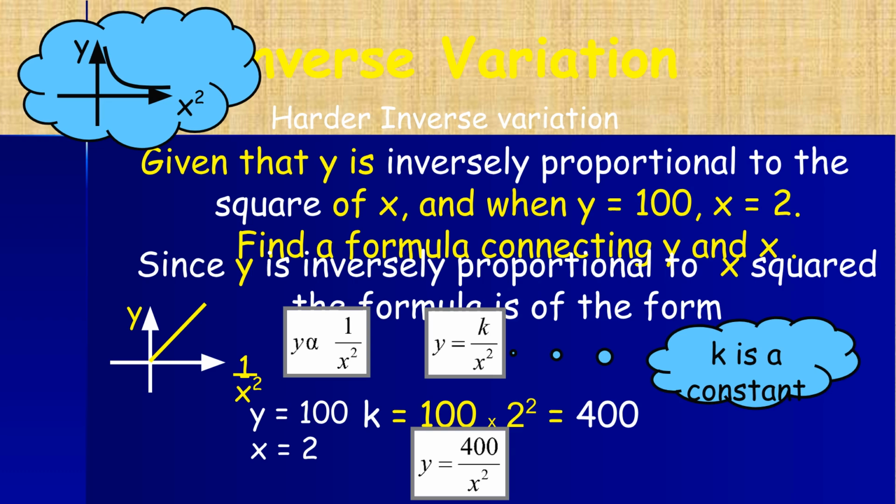Now let's look at a harder inverse variation problem. Find a formula connecting y and x, given that y is inversely proportional to the square of x, and y equals 100 when x equals 2. The formula is y equals k over x squared. Substituting the values, 100 equals k over 2 squared, which is 4. Thus, k equals 400. The formula is y equals 400 over x squared.